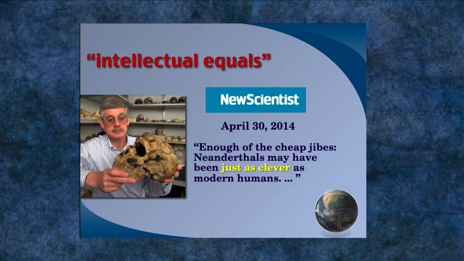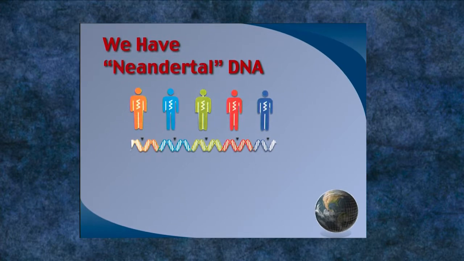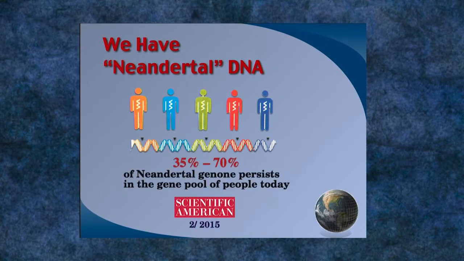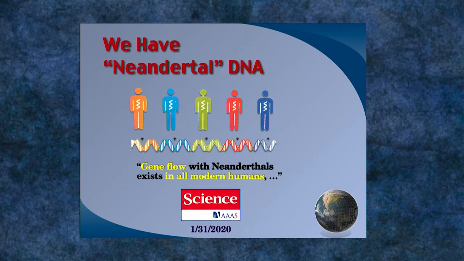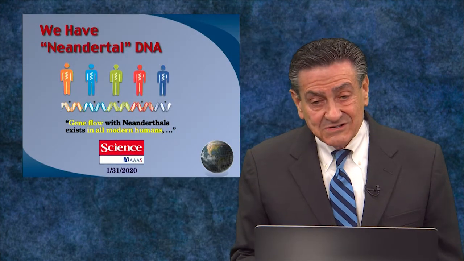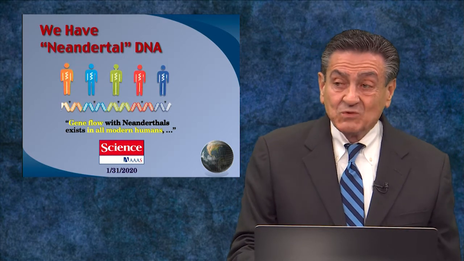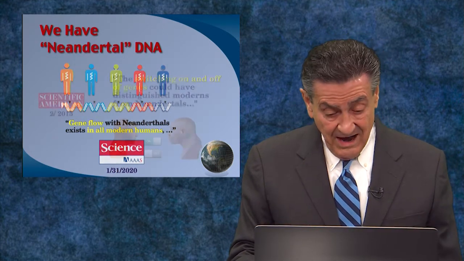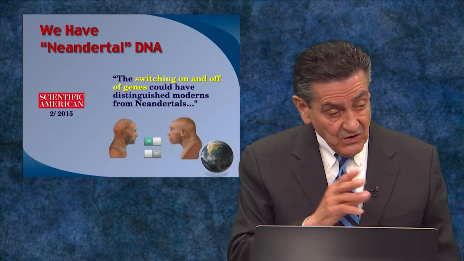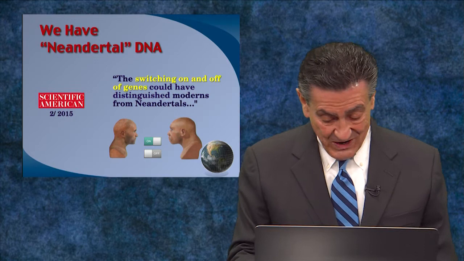They had bigger brains. In fact, we all have Neanderthal DNA, we're told. Here from Scientific American, Neanderthal genome persists in the gene pool of people today. Between 35 and 70%, we're told, have Neanderthal DNA. And here from this year, in Science, the gene flow with Neanderthals exists in all modern humans. So where's the evidence that there's something different here? When you get all of the facts together, we're looking at humans. We do see some variations, and I think our Creator liked variety.